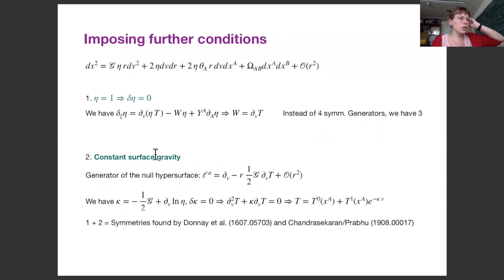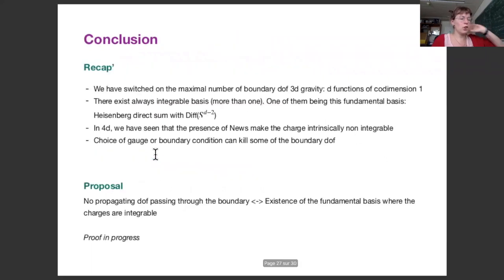Okay, so, conclusion. What have we done in this talk? We have switched on the maximum number of boundary degrees of freedom in 3D gravity. And so in general, we expect that we have the function of codimension 1. I've shown you that in the 3D case, there is always an integrable basis. And actually there is more than one. One being this fundamental basis, when it's Heisenberg in direct sum with diff S^{D-2}.